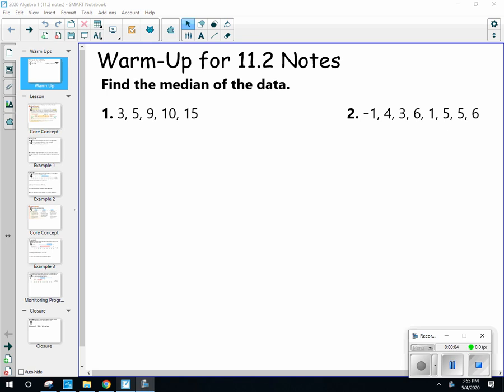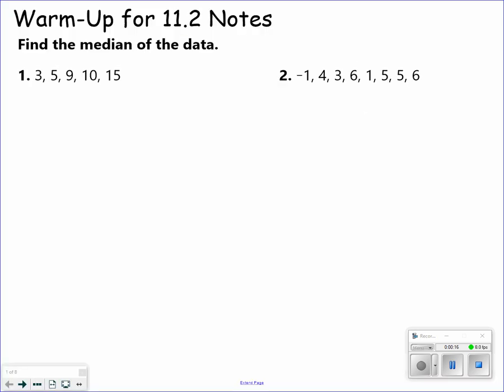And so we're going to warm up today with what we did yesterday, and we did mean, median, and mode in section 11.1. So we're going to start off section 11.2 by just calculating the median here. And so the median is the number in the middle, and it's already done for me. In fact, they're in order: 3, 5, 9, 10, 15. So now there's 5 numbers. So the number in the middle, because it's an odd amount of numbers, is 9. So the median for this particular data set, or the number in the middle, is 9.